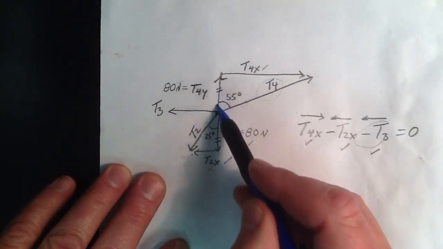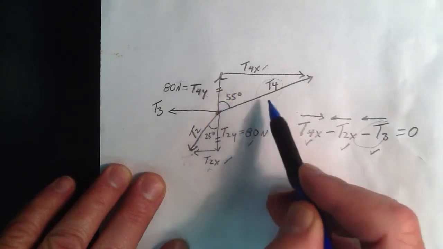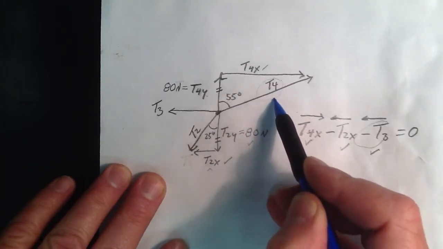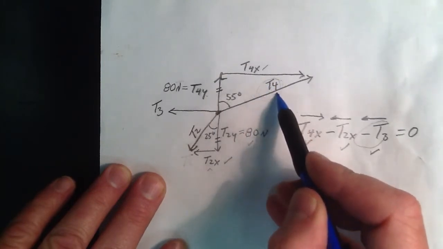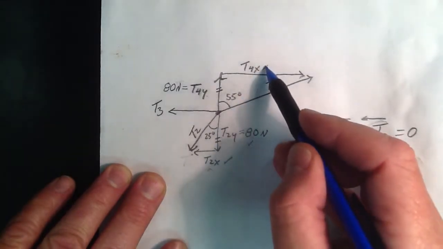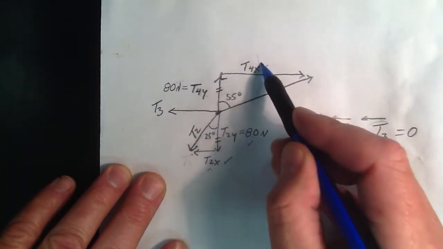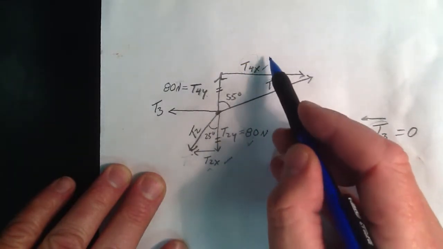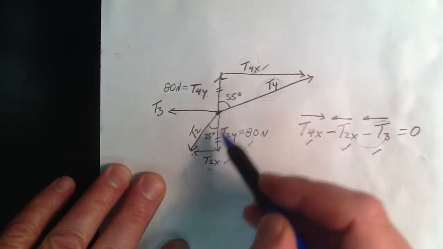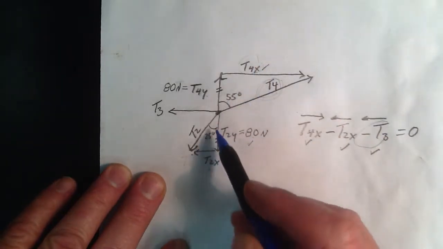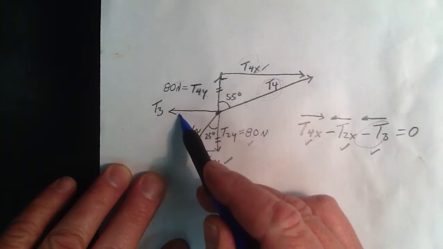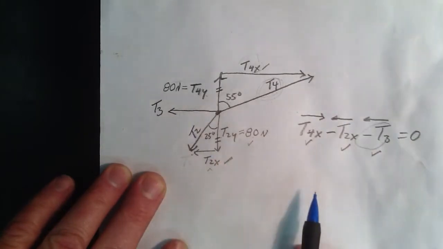I've got one of the sides of my triangle. I have an angle. The hypotenuse here is going to give me T4. And while I'm at it, I'm also going to calculate this force in the X direction. Because if I know this guy, I already have this guy, then I can find this guy. And now I have all the tensions in the cable.